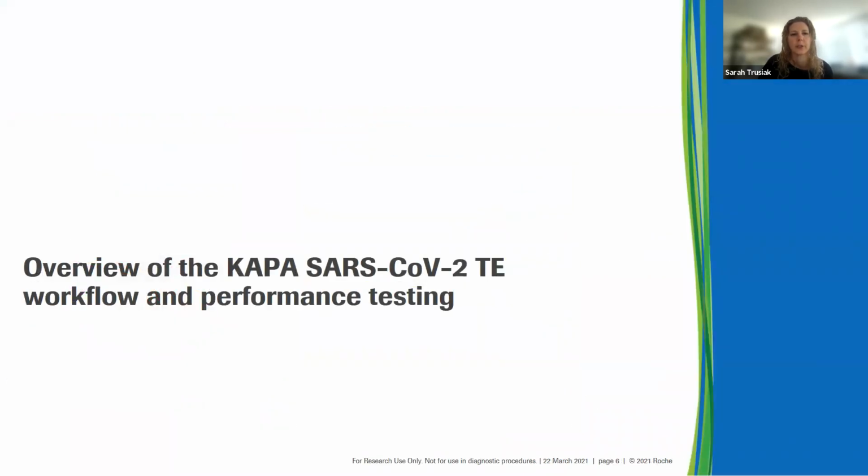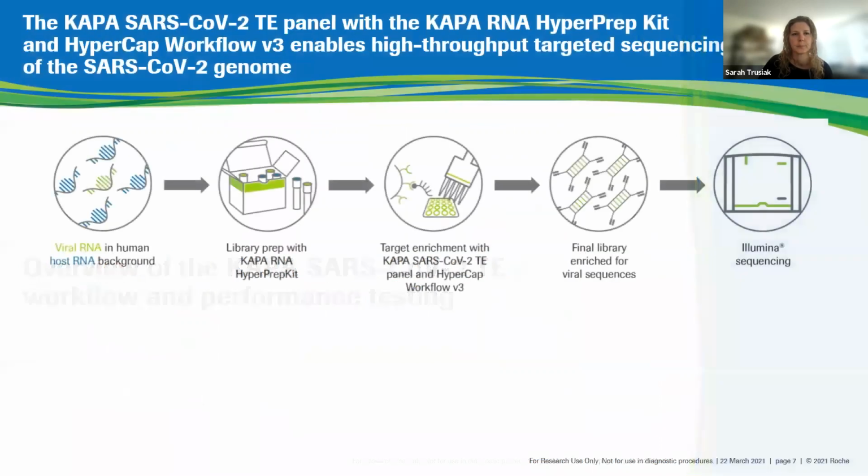So now I'll give an overview of our KAPA SARS-CoV-2 TE panel and workflow and how we conducted performance testing. So in our workflow, we use the KAPA RNA HyperPrep kit and the HyperCap v3 workflow to enable high throughput targeted sequencing of the SARS-CoV-2 genome. So in your sample type of your viral RNA in a host background, viral RNA is shown here in green and the host background in blue. And the host background is typically a much greater proportion of the mixture than the viral RNA.